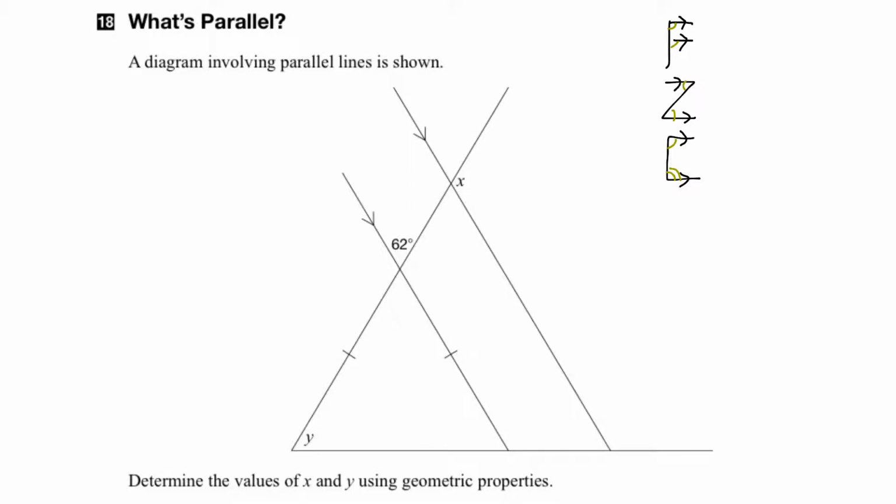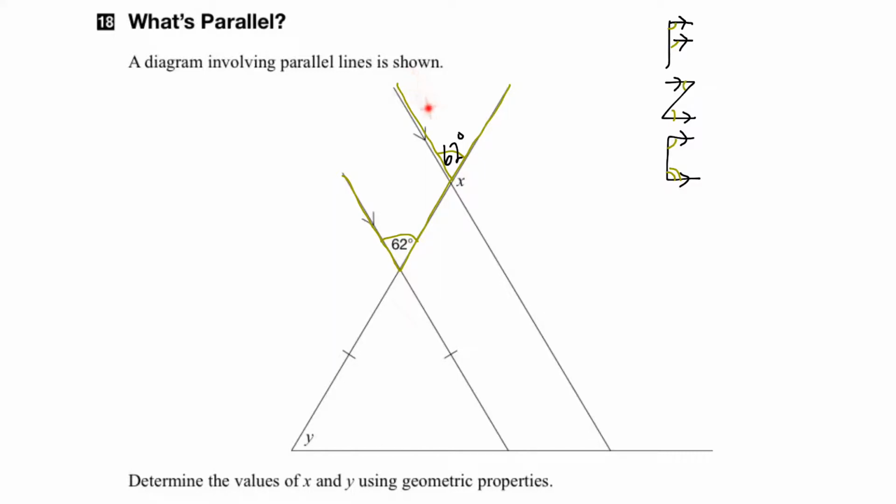Well, if we look at our diagram, you can see that this line and this line form an F pattern. Let me draw it here. This line, and this line. Now, if that's the case, then this angle and this angle, corresponding angles, will be the same. So this angle here is also 62 degrees. Okay, let's see what else we know.